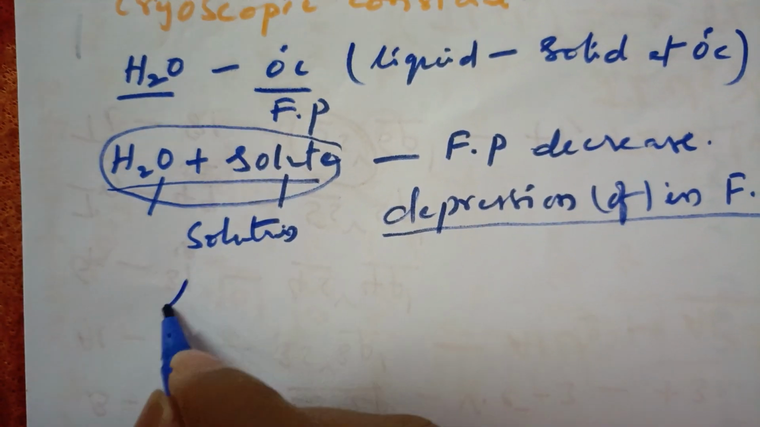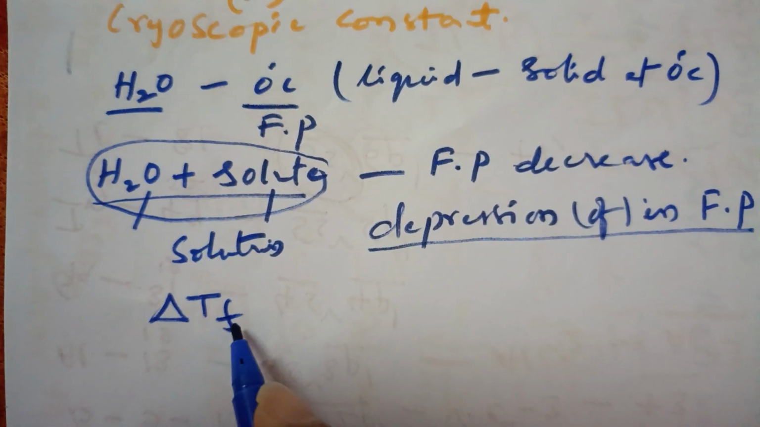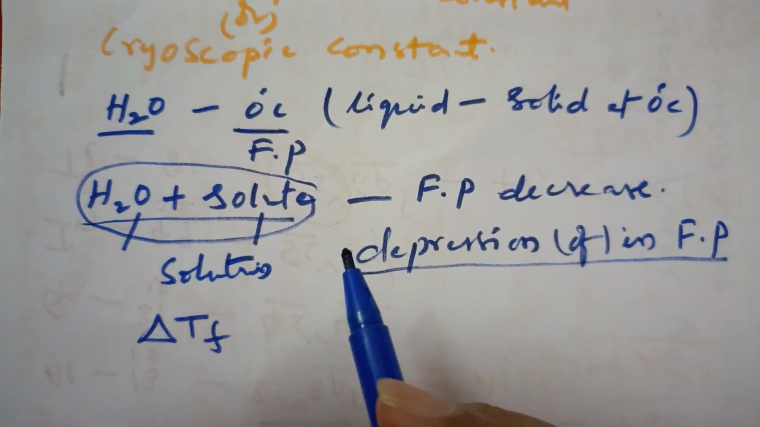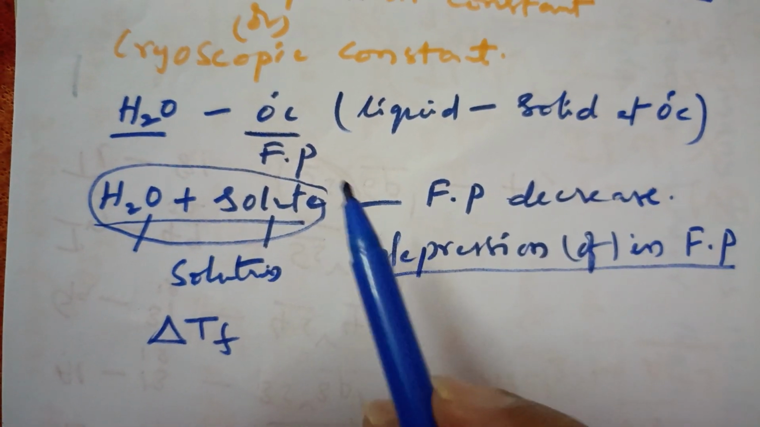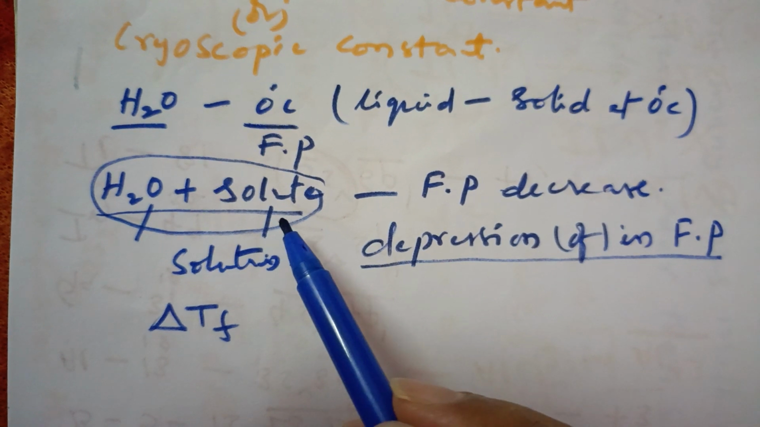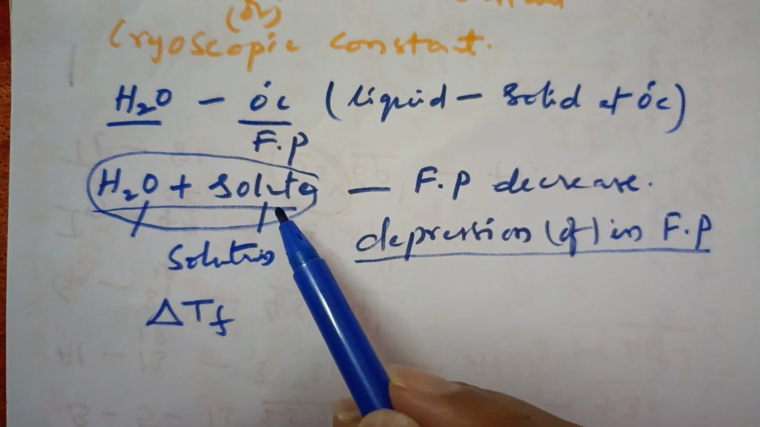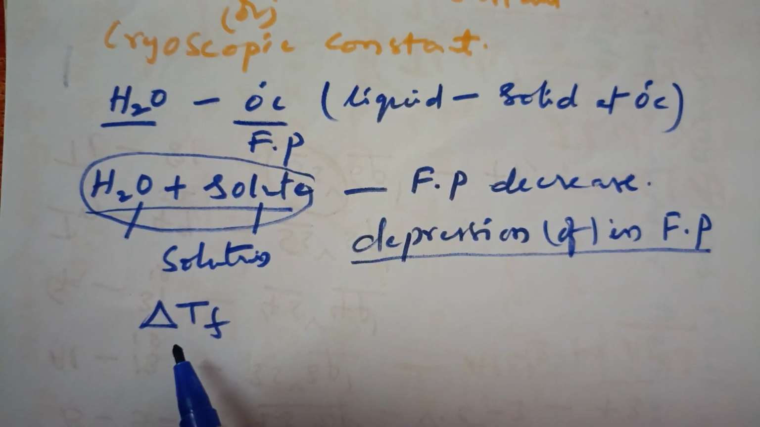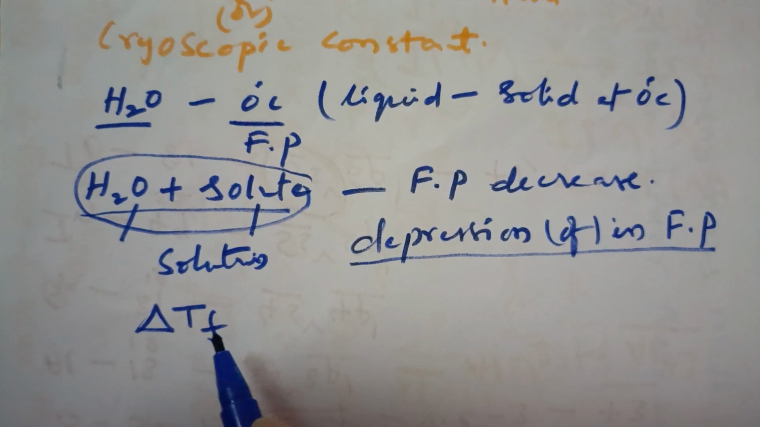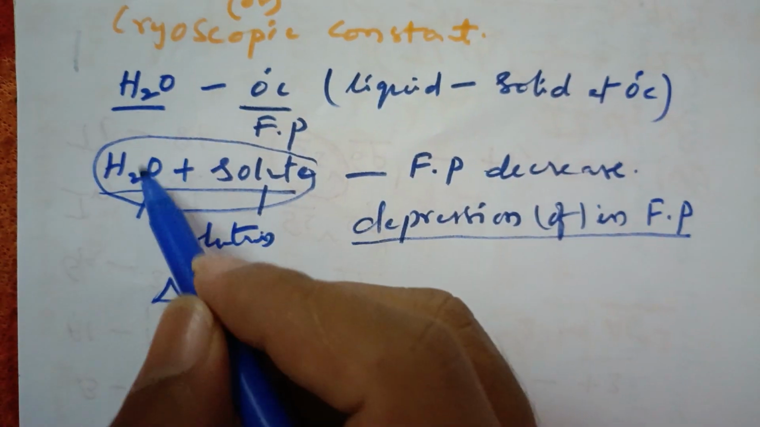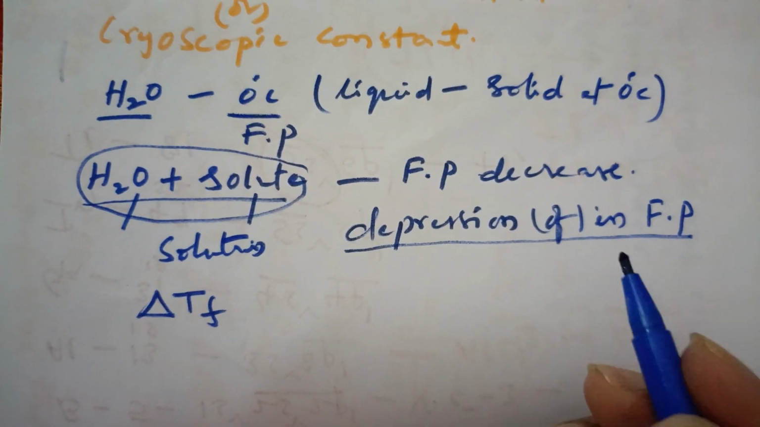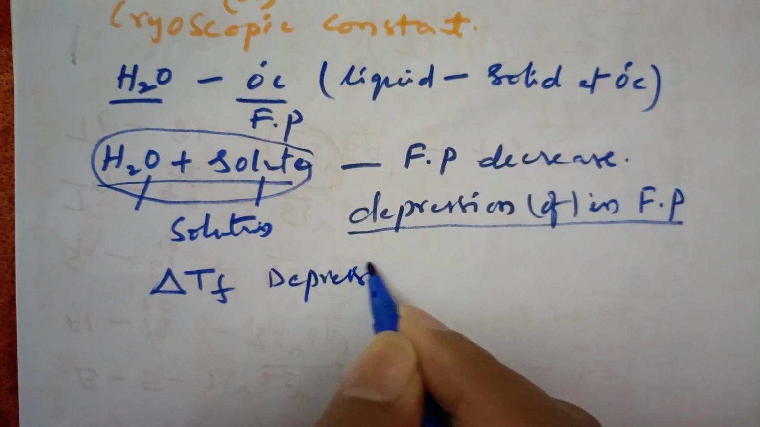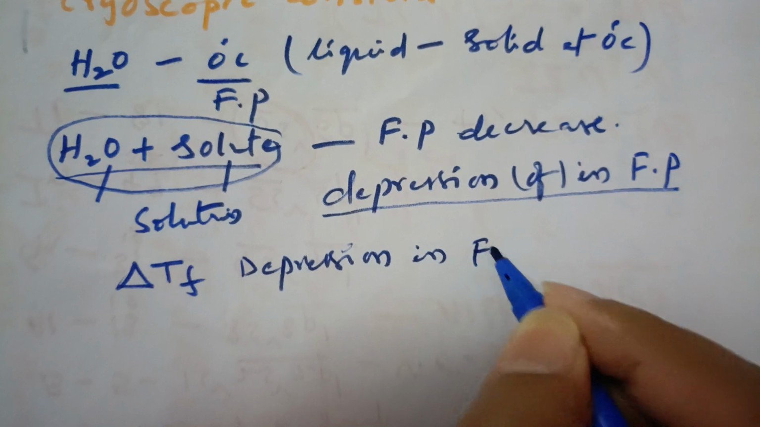This is indicated by delta Tf. F means freezing point, T means temperature. Delta Tf means the difference between the freezing point of pure solvent and the freezing point of solvent after we add the solute. That is delta Tf. Simply, delta Tf means the difference between the freezing points of these two. That is the depression in freezing point.